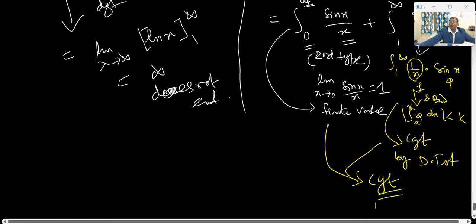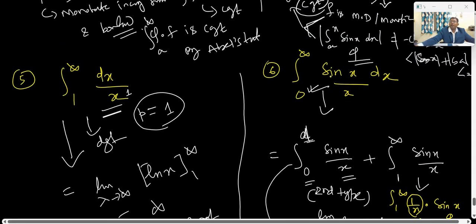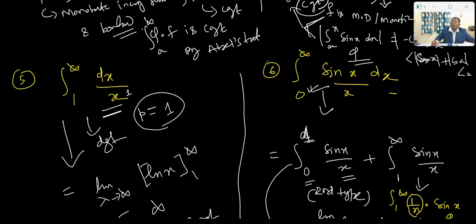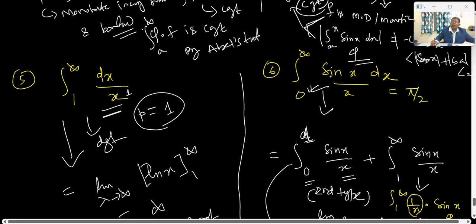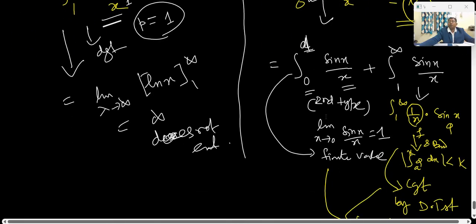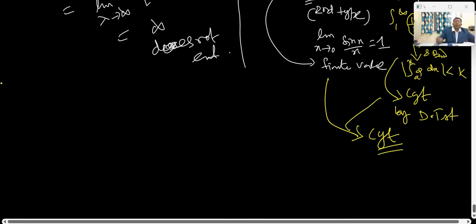In fact, the value of this integral is pi by 2. This is called the sine integral. Later on you will know how this integral becomes pi by 2. It is only pi by 2. By complex contour integration also you will get pi by 2.